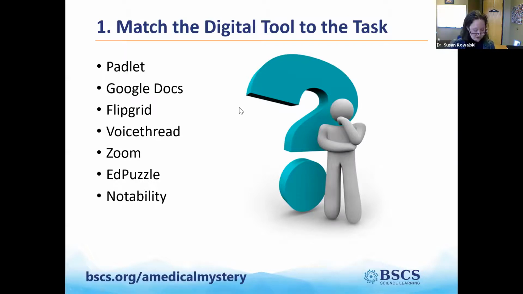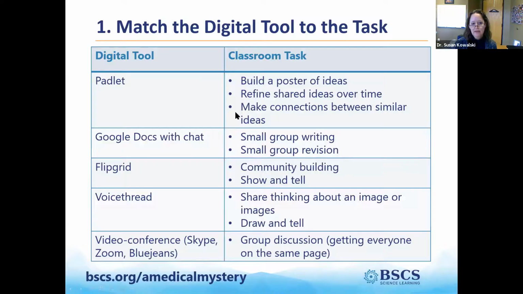So are students interacting with other students verbally? Are students interacting with a diagram or text? Are students supposed to be interacting with the teacher in small groups or as a whole? And thinking about that kind of interaction can really help you think about which of these kinds of tools is really the right one for the job. And I created a little chart here.